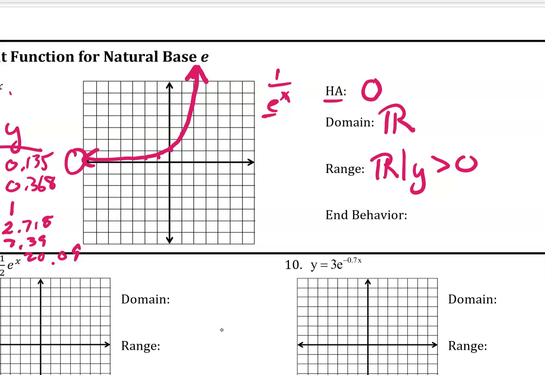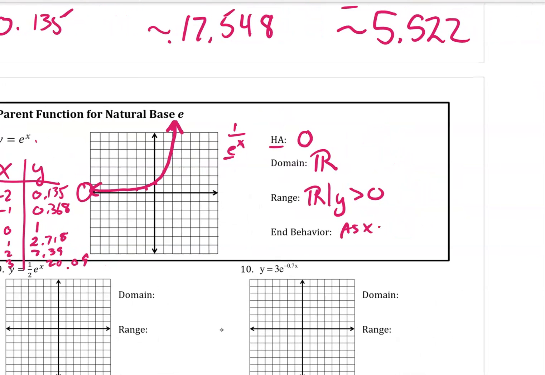And my end behavior. To the left, as x approaches negative infinity, y approaches 0. Never gets there, though. As x approaches positive infinity on the right, y also approaches positive infinity.